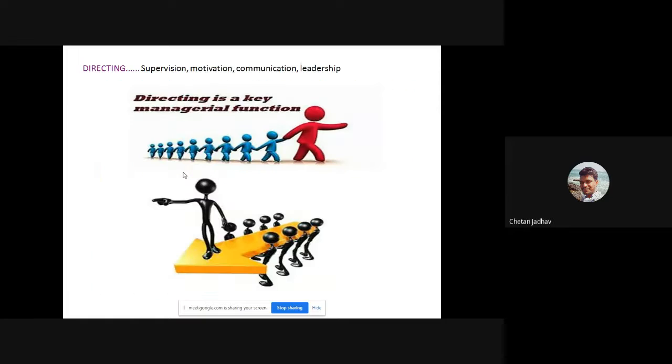The next is directing. Directing is nothing but giving the correct direction for that process plan: supervision, motivation, communication, leadership. Direction is a very important step on the top level manager side. And second, suppose the top level manager has already given a task to the middle level manager, and the middle level manager mistakenly follows the wrong process sheet or wrong design, and that will lead to the wrong product.